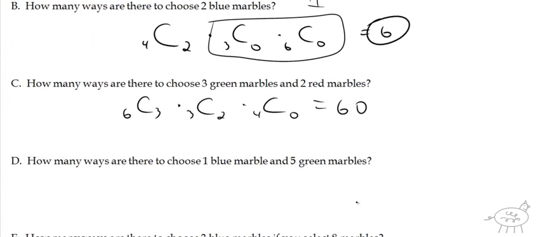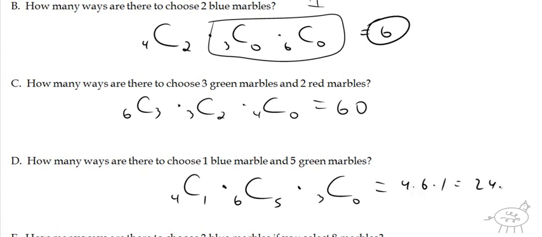Okay, D, how many ways are there to choose 1 blue marble and 5 green? All right, so you got 4 blue to choose from. I'm choosing 1 of those, and 5 green. So it's out of 6, I'm picking 5. And again, you don't have to do this, but we've got red marbles, right? And there are 3 of them, and I'm choosing 0. So that's basically 4 times 6 times 1, which is 24.